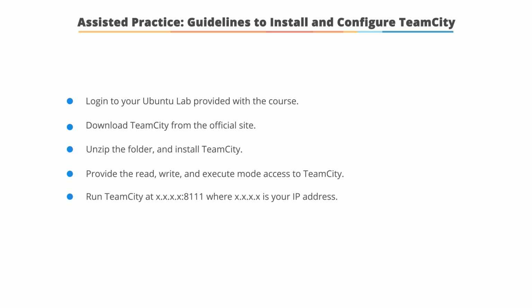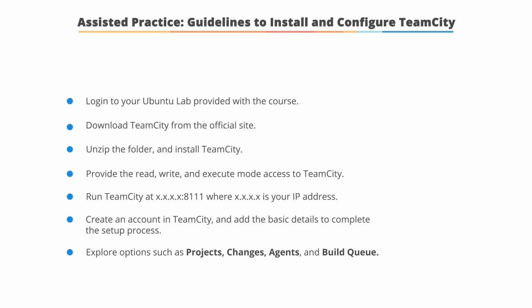Number 5, run TeamCity at x.x.x.x:8111, where x.x.x.x is the IP address of your local machine, or the machine where the server is running. 6, create an account in TeamCity and add the basic details to complete the setup process. 7, explore options such as projects, changes, agents, and build queue.